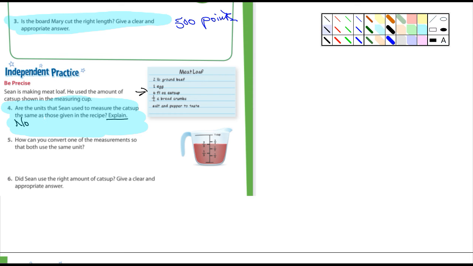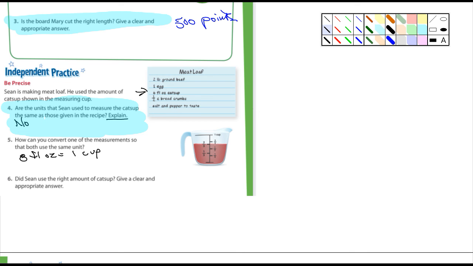Number 5, how can you convert one of the measurements so that both are the same unit? Well, if you remember, 8 fluid ounces equals 1 cup. That should help you with your conversion. I remember in yesterday's lesson I had to flip back in the book to find where you could get that information. So hopefully you know where that is now.